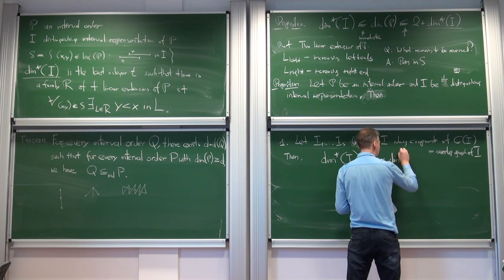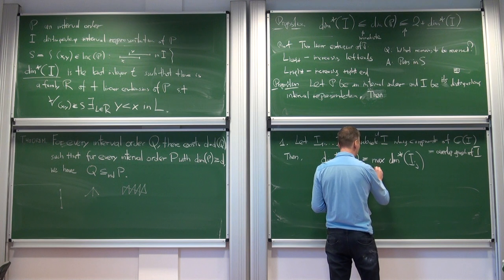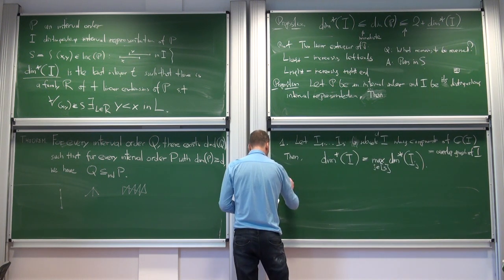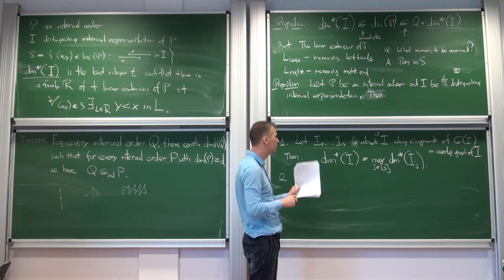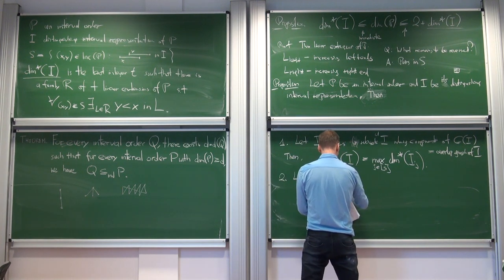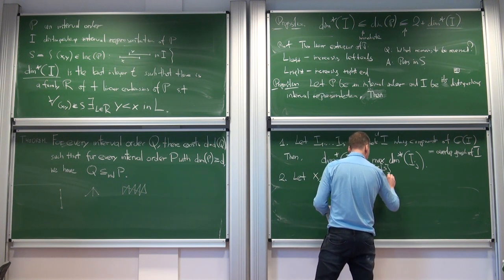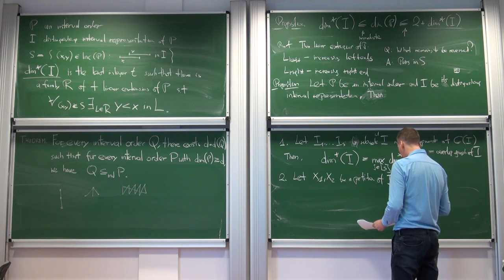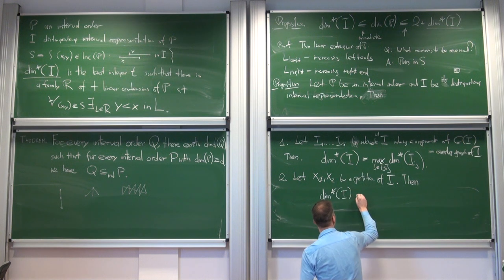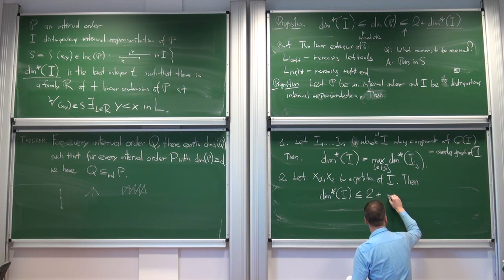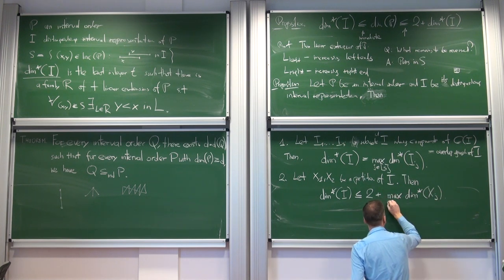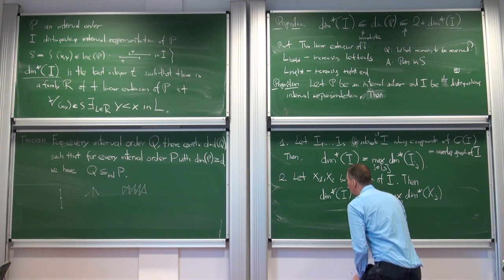So, J in S. Okay. And the second point is about splitting I into two blocks. So let X1, X2 be a partition of I into two blocks. Then what we have is that the star dimension of I is at most 2 plus the maximum of the star dimensions of Xj, with j in 2.